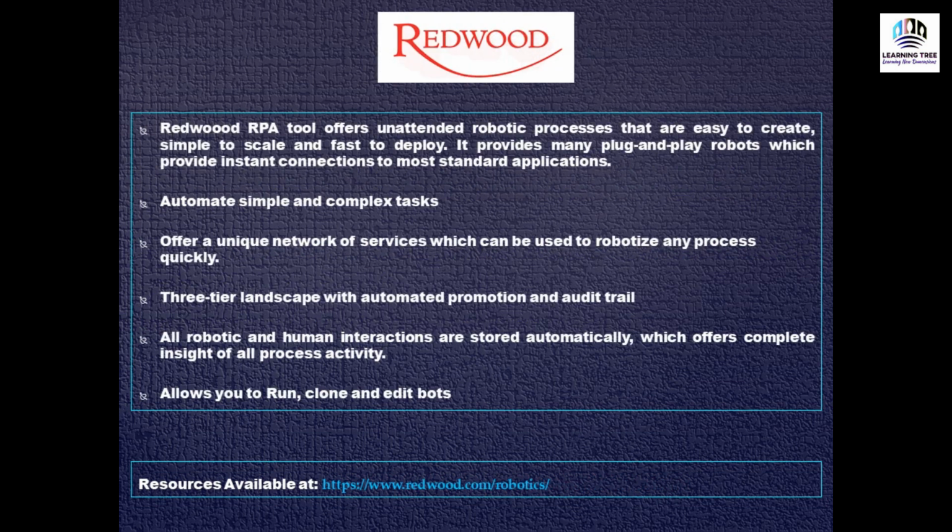Redwood is another RPA tool which offers unattended robotic processes that are easy to create, simple to scale and fast to deploy. It provides many plug-and-play robots which provide instant connections to most standard applications. It automates simple and complex tasks. It offers a unique network of services which can be used to robotize any process quickly. It supports 3-tier landscape with automated promotion and audit trail. All robotic and human interactions are stored automatically, which offers complete insight of all process activity. It allows you to run, clone and edit bots.